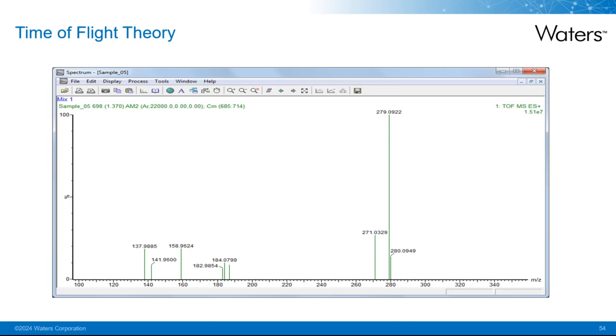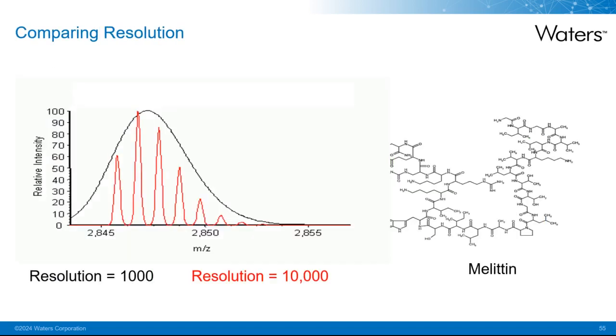Mass resolution typically refers to the ability to separate two mass spectral peaks and is calculated by dividing the mass by the peak width. Sounds complicated, so let's go through it.